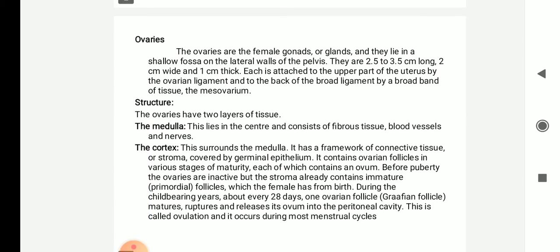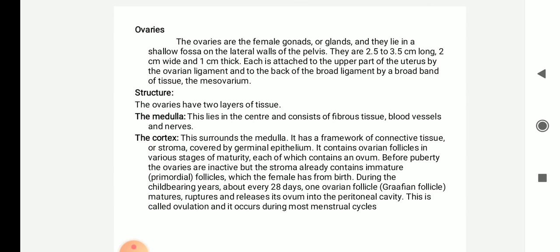Next, the ovaries. The ovaries are the female organs or glands and they lie in a shallow fossa on the lateral walls of the pelvis. They are nearly 2.5 to 3.5 centimeters long, 2 centimeters wide and 1 centimeter in thickness. Each ovary is attached to the upper part of the uterus by the ovarian ligament and to the back of the broad ligament by a broad band of tissue called the mesovarium.